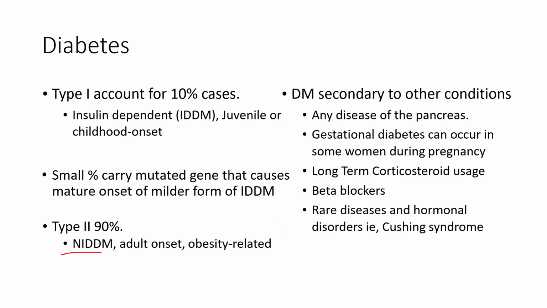And there are other conditions as well that are diabetes secondary to another condition. So any disease of the pancreas, pancreatic cancer is a big one. Gestational diabetes, diabetes developed during pregnancy, which can resolve at times. Long-term corticosteroid usage, because corticosteroids are going to spike blood sugar. It's basically synthetic cortisol that we're taking. Beta blockers as well. And there are other rare diseases and hormonal disorders, Cushing's syndrome being a well-known one.